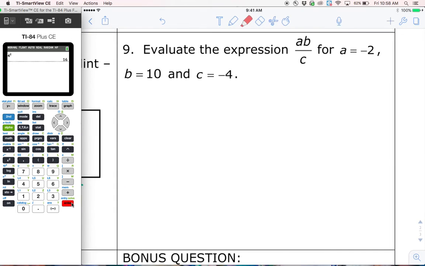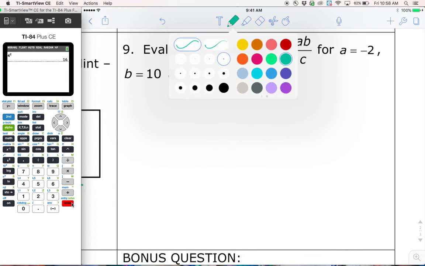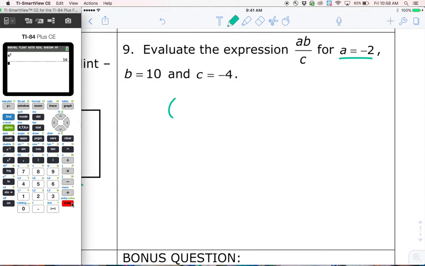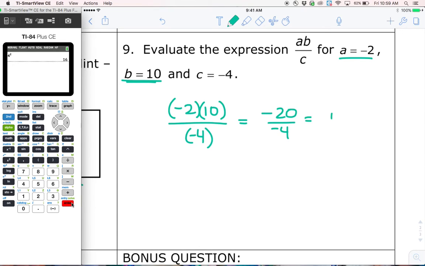All right, problem number 9. We've got an expression AB over C. It's important to notice, guys, that A and B are being multiplied and they're being divided by C. So when they tell us what these numbers actually are, we just substitute them. A is negative 2. B is 10, so I got a 10 up there. And then they're being divided by C, which is negative 4. All we do is plug them in. Remember to multiply on the top there. We're getting negative 20 over negative 4, and my answer to this is positive 5.